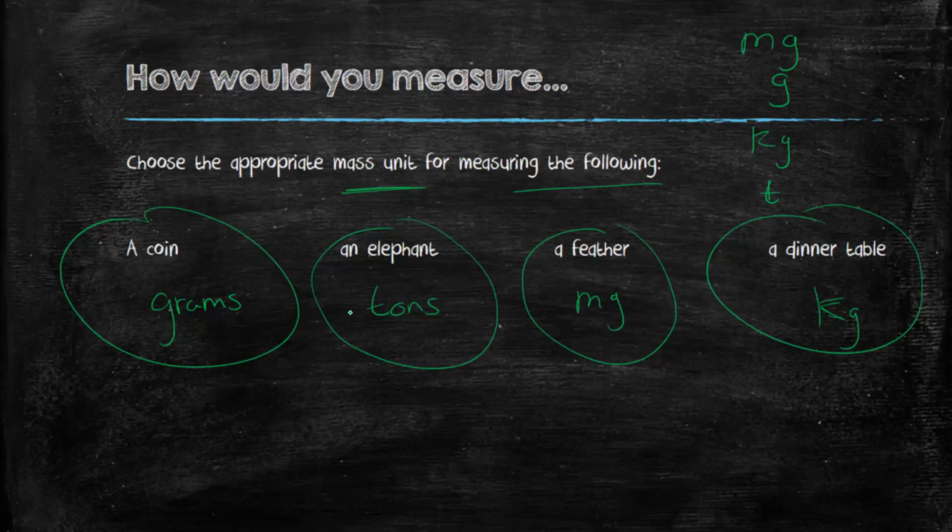Okay, so you have to understand these units are units of weight. So hopefully this gives you an idea. A feather is really light, so we use milligrams. A coin is light, but is not as light as a feather, so we use grams. A dinner table is heavy, but it's not amazingly heavy, so we use kilograms. And an elephant is super heavy, and we use tons.